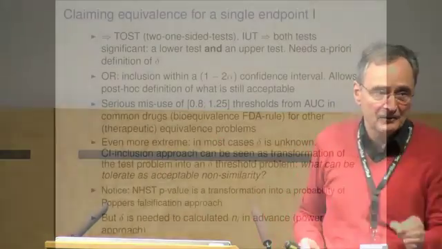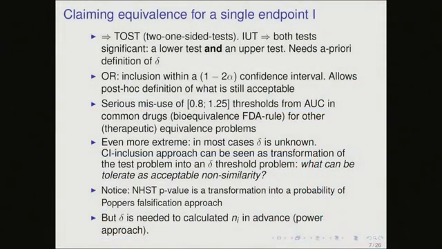If you look at the literature, there is a serious misuse of this 80% to 125% threshold for AUC of common drugs, so-called bioequivalence defined by the FDA. This is for a particular problem defined by an agency and has nothing to do with all problems. There's a lot of confusion among the users.